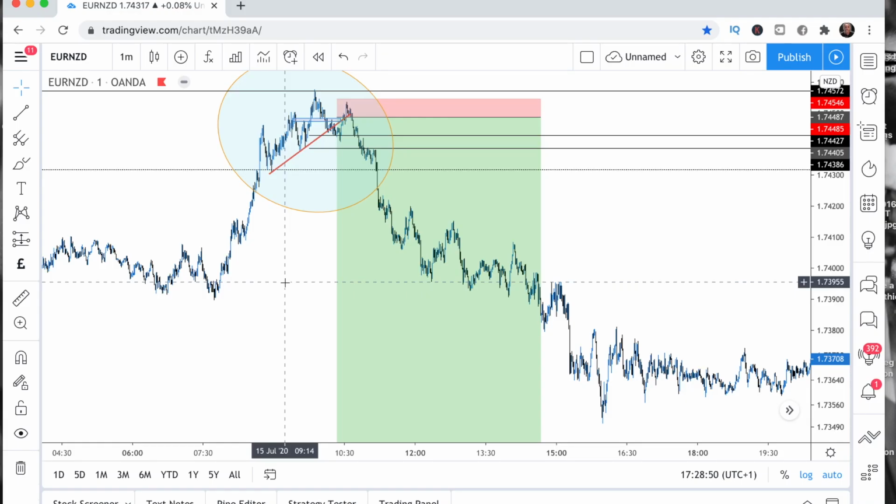So that was just a quick pattern that I wanted to show you guys, how easy and simple it is to trade ascending channels. And like I said, a descending channel is just the opposite of this.